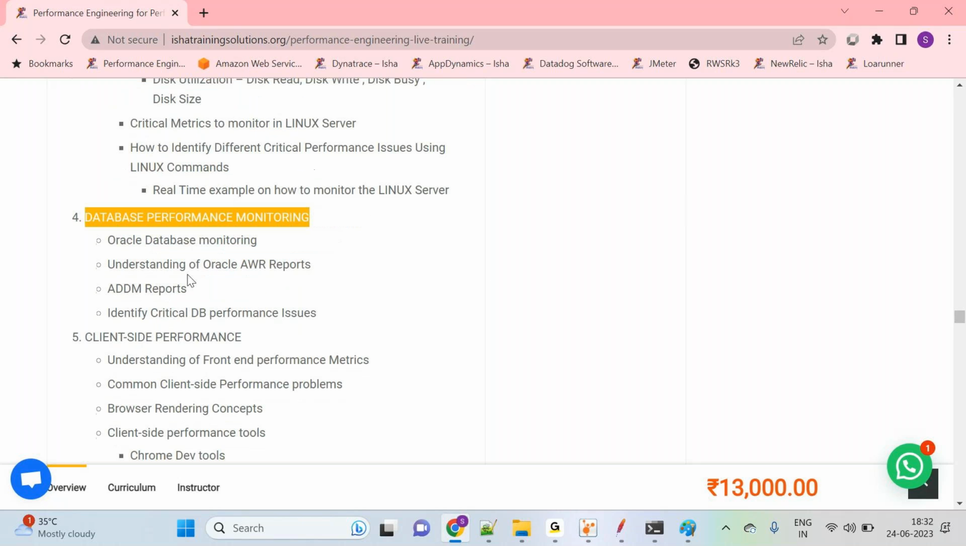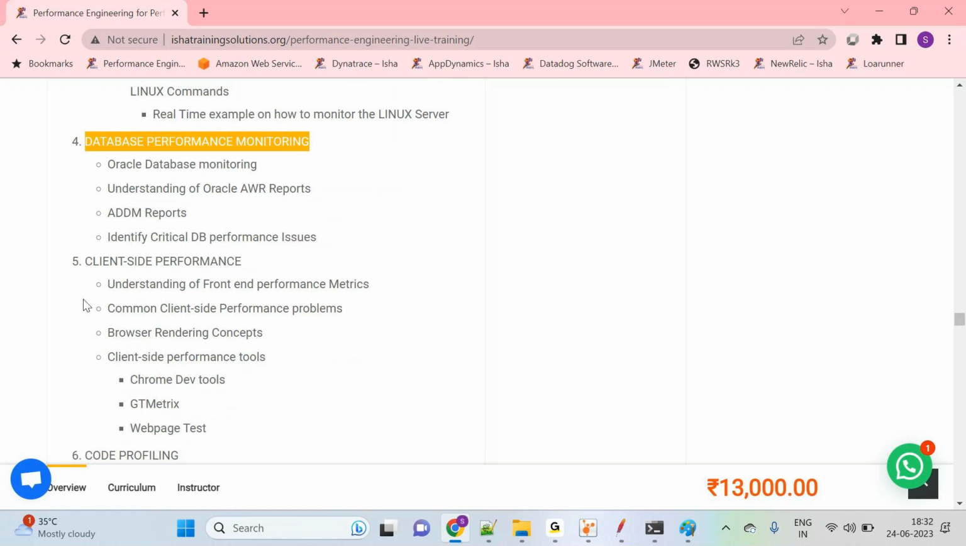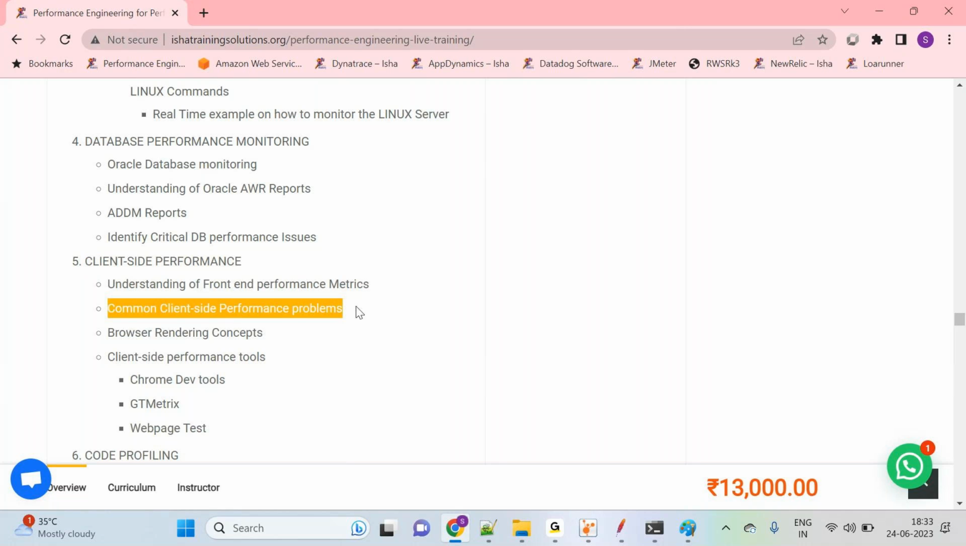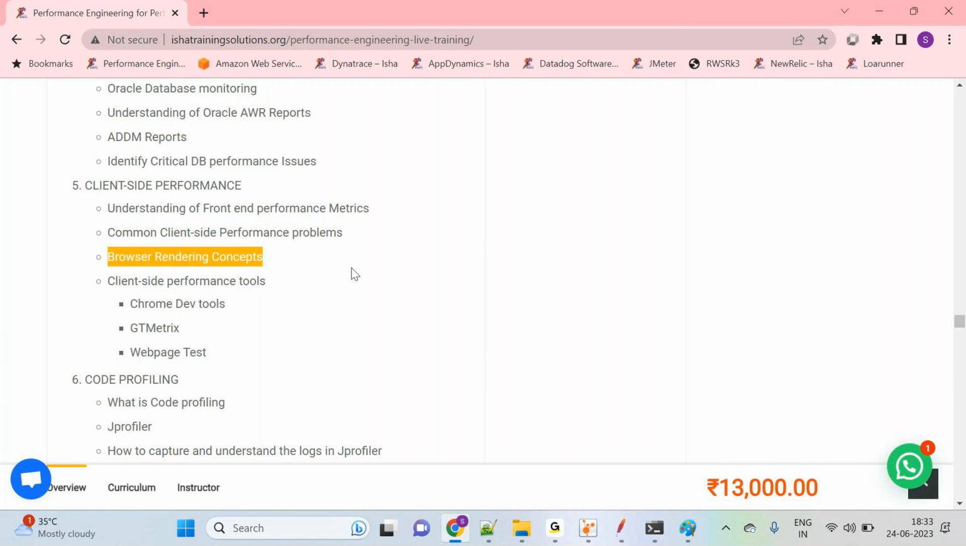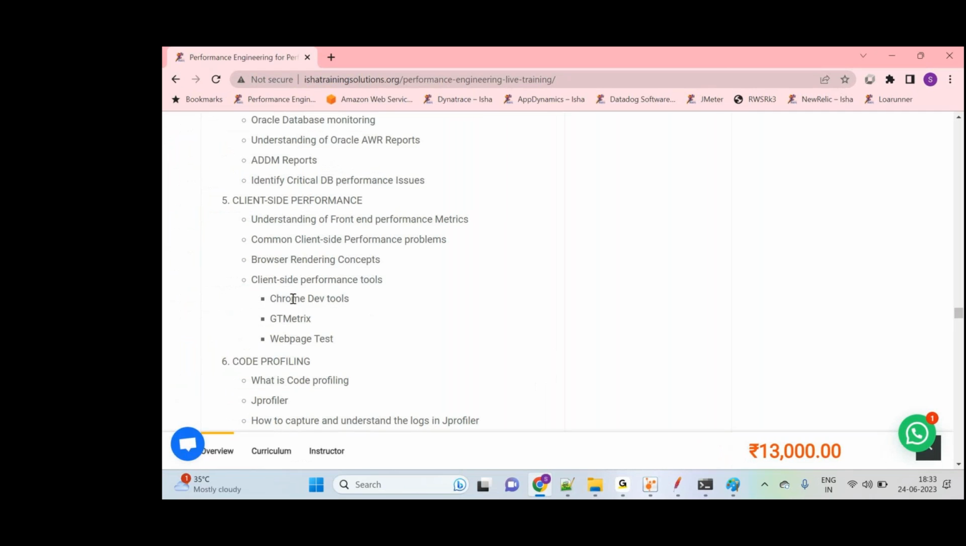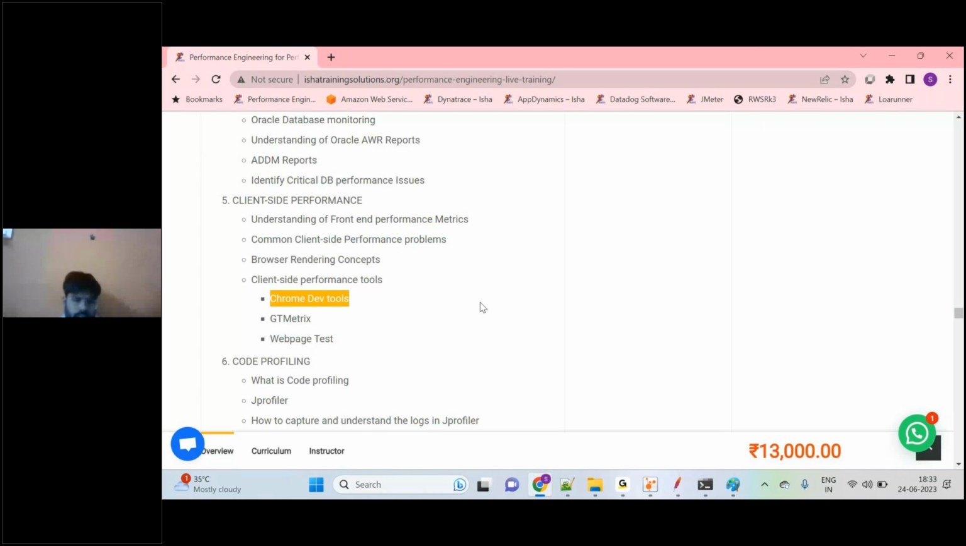Once the database learning is covered, we are going to learn about the front end, the client side. While going for client side learning, what is very important? First of all, a basic understanding of your front end is needed. We are going to discuss the common client side problems, and how browser rendering actually happens. Then tools like Chrome DevTools, GTmetrix, and WebPageTest. These three different tools we are also going to learn.